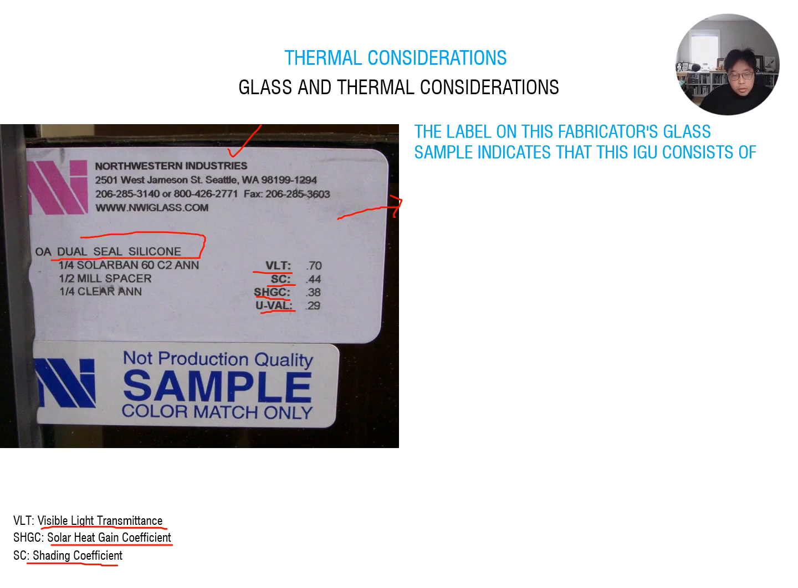The two making this glazing system have some dual seal silicone. This is the first layer. They're using the 1/4" Solarban 60 C2 annealed glass outside, and inside they're using clear annealed glass. In between, they have a 1/2" spacer. So this is a double glazing system. You probably understand it very well.